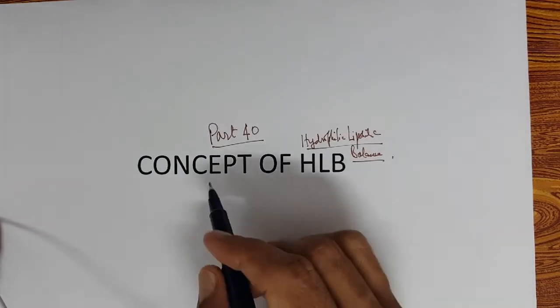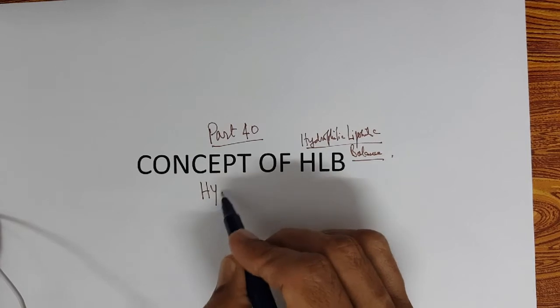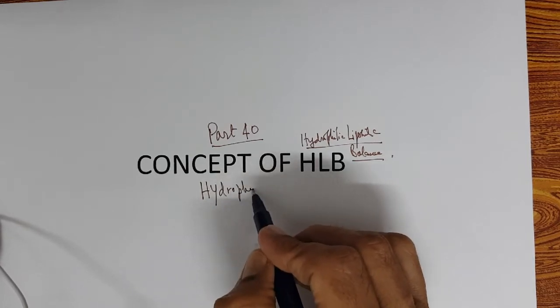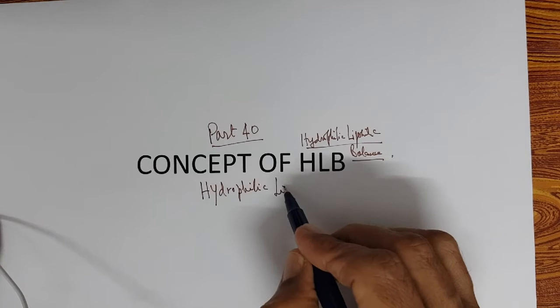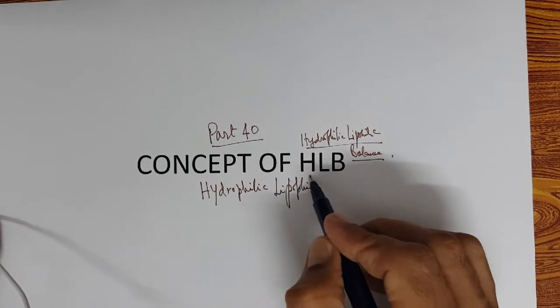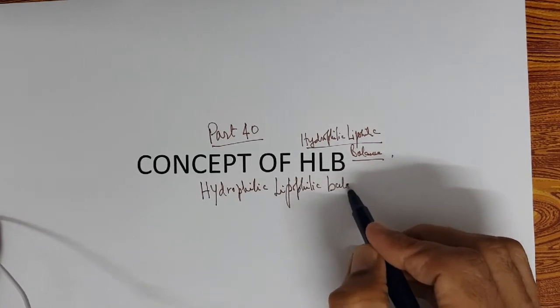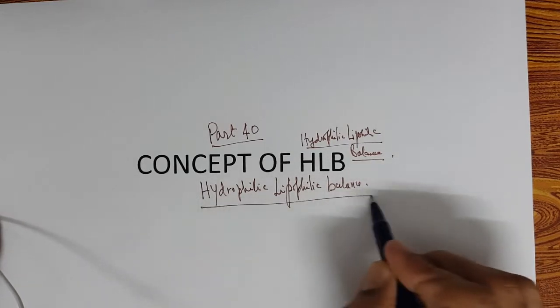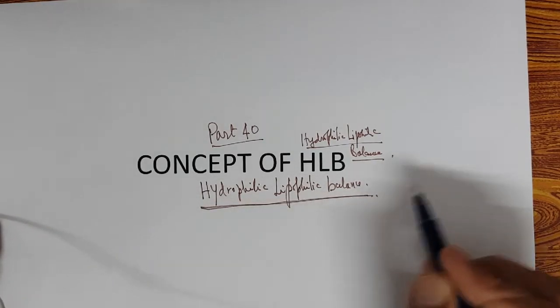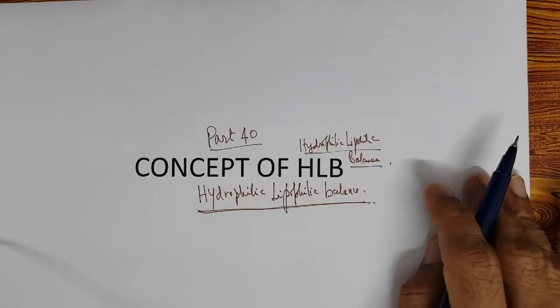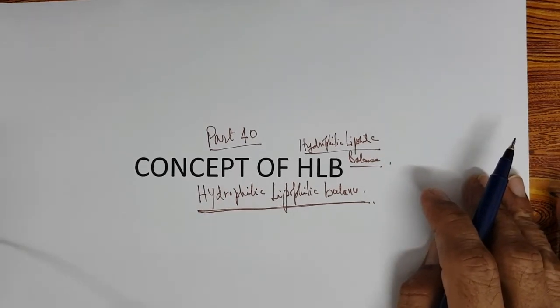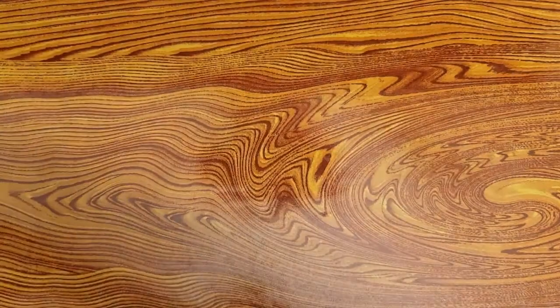What is HLB? HLB is hydrophilic lipophilic balance. It is for the emulsifier, and every ingredient has an HLB. HLB of emulsifiers, right? It's there, HLB, hydrophilic lipophilic balance. That is what we are going to see.